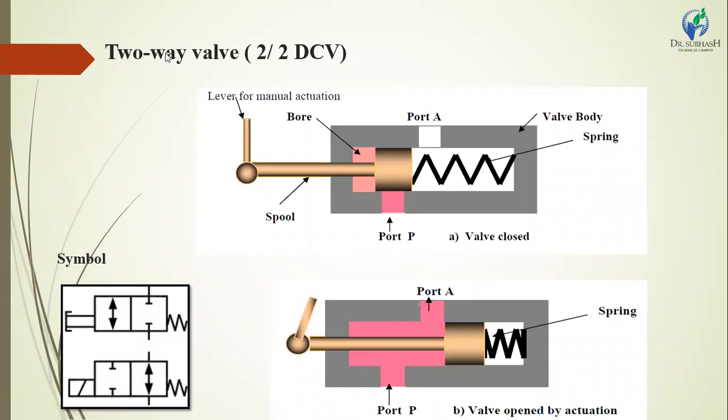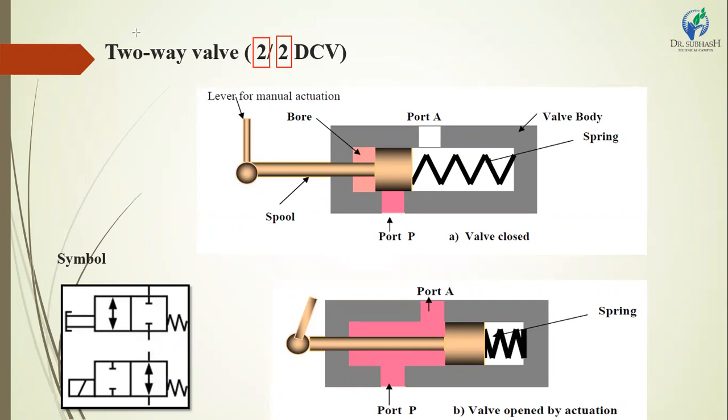The next type is a two-way valve, or 2 by 2 DCV. First, we have to show how we mention the name. Here the first is 2 by 2. What is the meaning of 2 divided by 2? What is the meaning of the first 2?